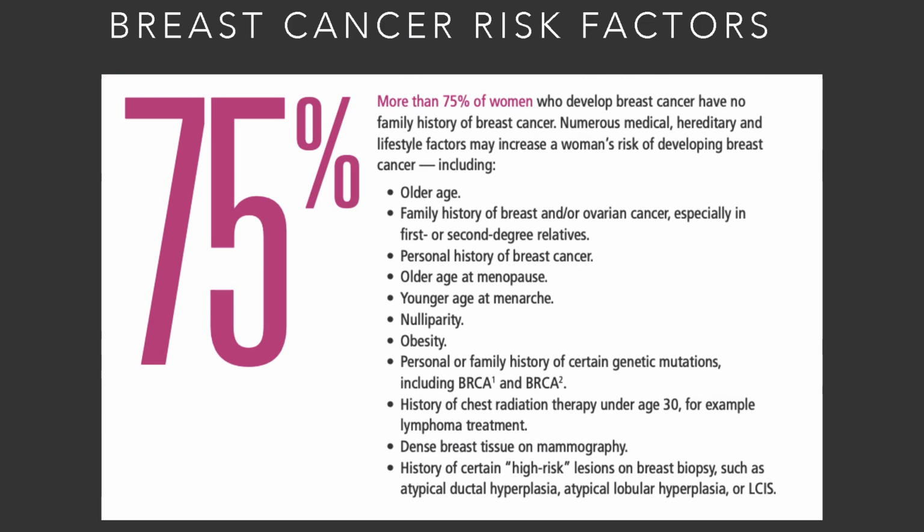This is just a different way of looking at similar information. And you can see the big number there, 75%. This is just a reminder that more than 75% of women who develop breast cancer actually have no family history of breast cancer. And then listed here, age, family history is important, how many children a woman has had, obesity, genetic mutations, history of chest radiation, and some others.